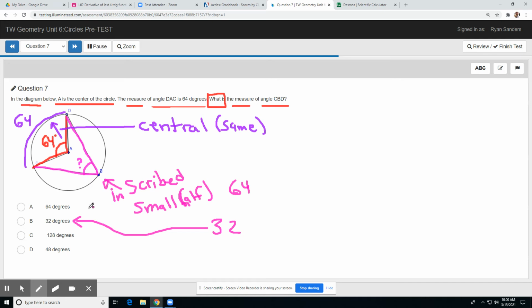So it's really important. I really encourage you, as you do these, practice saying central, practice saying inscribed as you do them. That'll help you remember it a little bit more. Central, same, inscribed, half, or double.